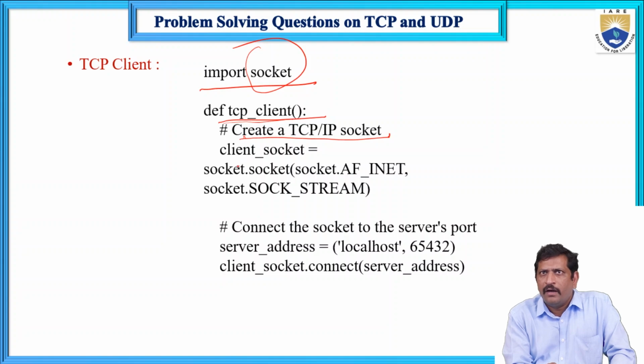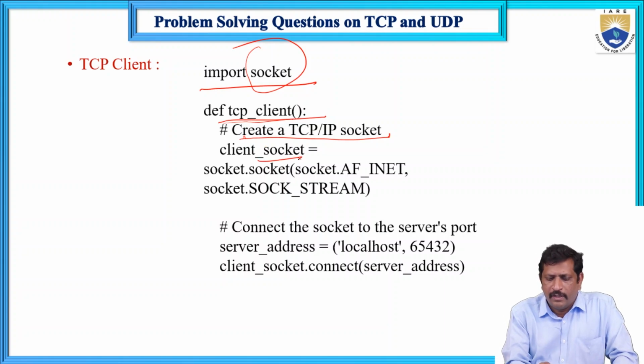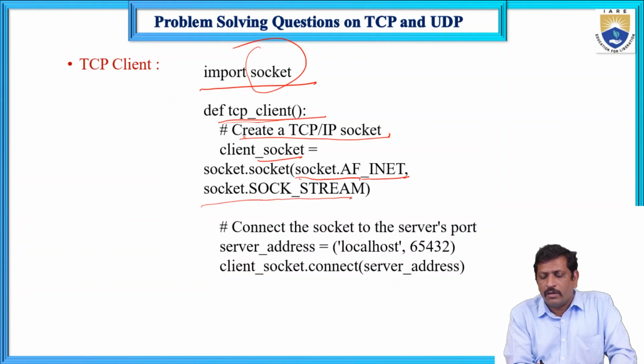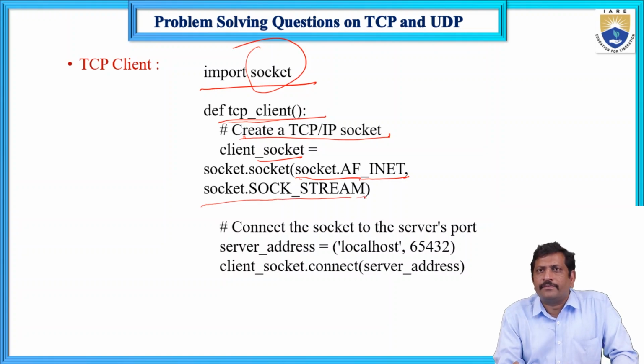So this is the TCP protocol. With the help of this TCP protocol, via this client and this socket, now we can transfer the data. So that is socket dot socket, socket AF underscore inet, socket dot sock underscore stream.